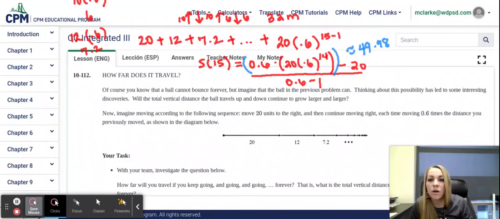All right, so now we're going to look at how far does it travel. Of course, you know that a ball cannot bounce forever, but imagine that the ball can. Thinking about this possibility has led to some interesting discoveries. Will the total vertical distance the ball travels up and down continue to grow larger and larger? So now we're going to imagine moving according to the following sequence. Move 20 units, then 12, then 7.2, and we're going to keep multiplying the previous term by 0.6. And we're going to continue to do this.